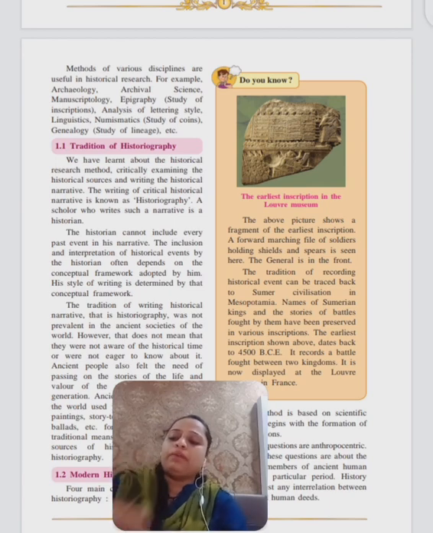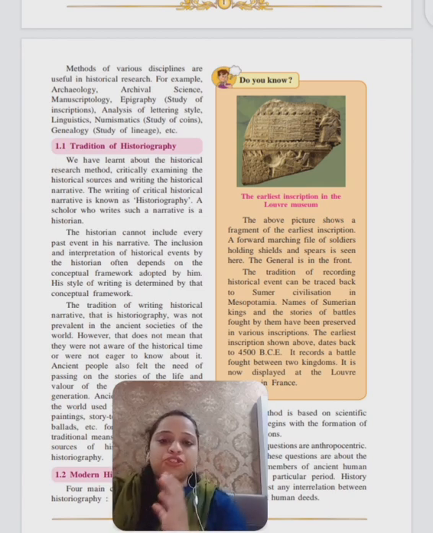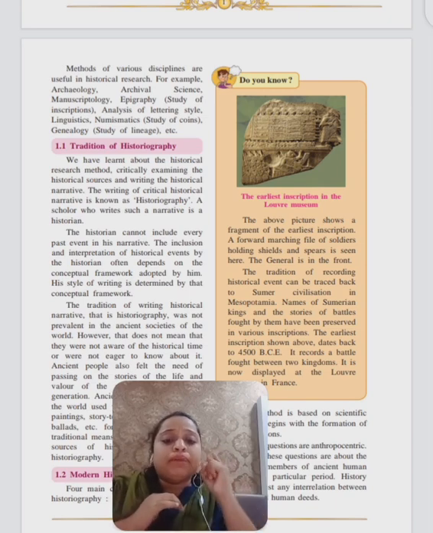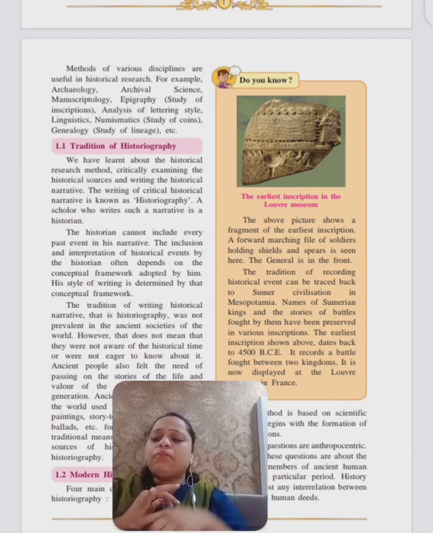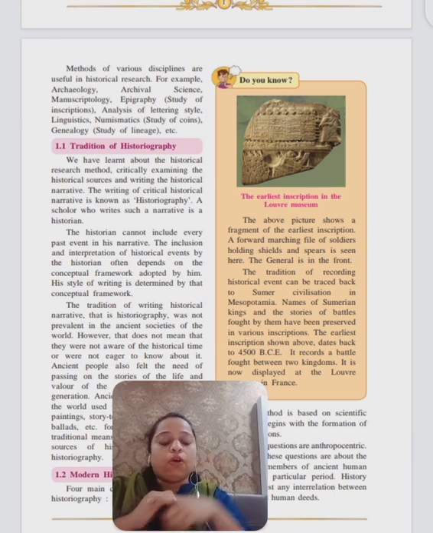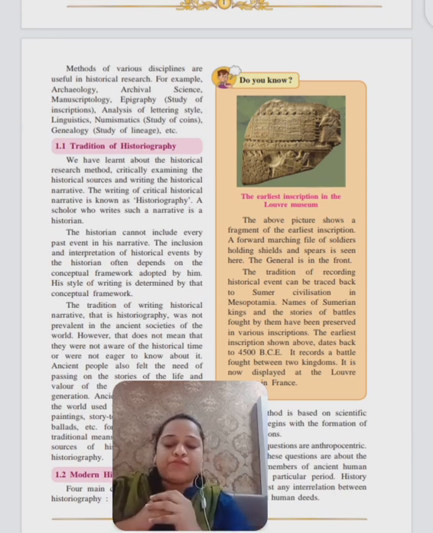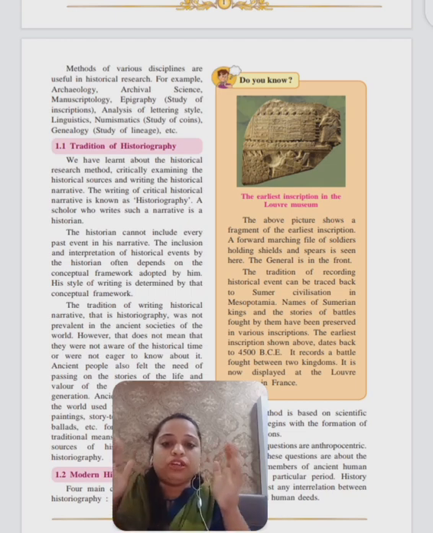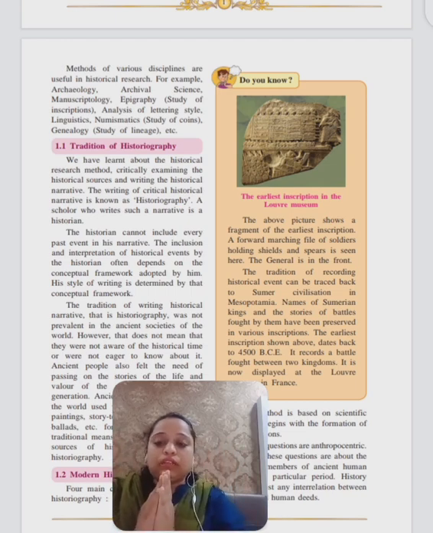Now, methods of various disciplines are used in historical research. For example, archaeology. What is archaeology? The study of human activity through the recovery and analysis of material culture is called archaeology. Then when we talk about archival science, students, you have already studied in 9th standard all about archives. These are the places where historical documents are preserved.